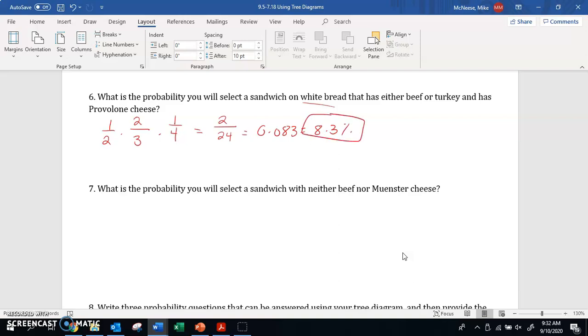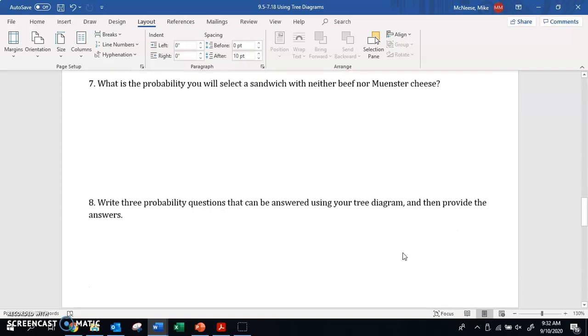Question 7, what is the probability you will select a sandwich that is neither beef nor Munster cheese? So it doesn't specify a bread, so we don't have to worry about restricting our bread. So we can have white or wheat. So we've got 2 out of 2 possible options. For our meat, we cannot have beef. So that just leaves ham or turkey, right? So we've got 2 possible meat options out of the 3. And then for cheeses, it just tells us it can't be Munster cheese. So out of the 4 possible options for cheese, we still have 3 of them available to us.